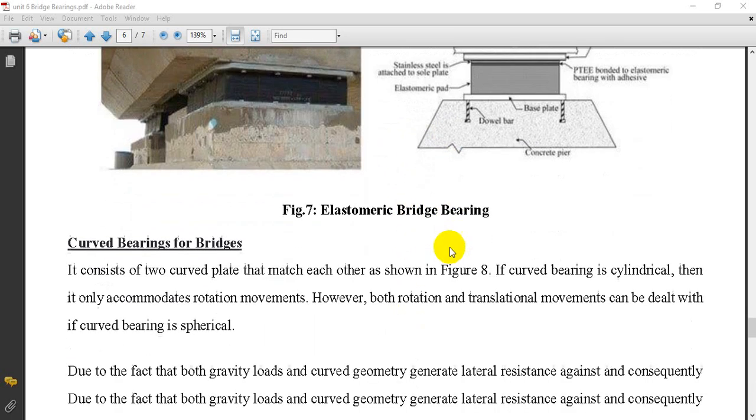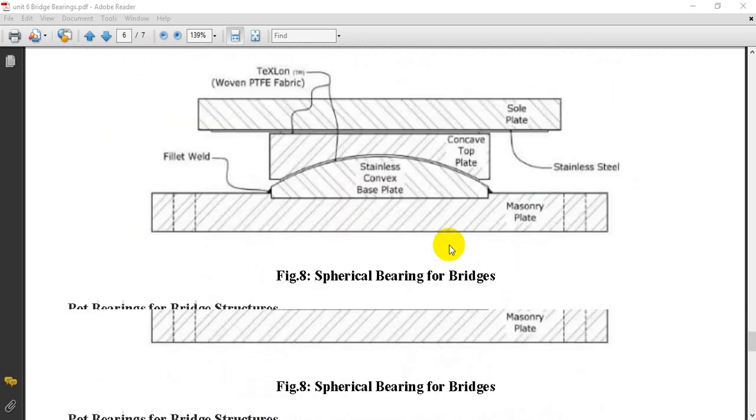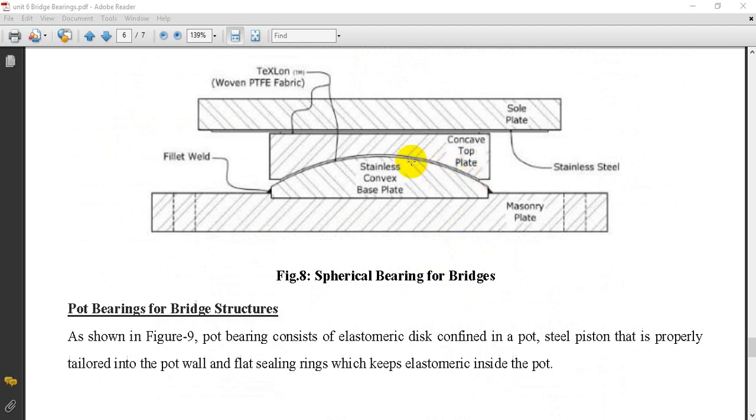The next type is curved bearings for bridges. So these are some simple types of bearings. You can see here a stainless convex base plate and then a concave top plate placed over it, which will allow the rotational movement and also the translational movement. This is a spherical bearing for bridges.